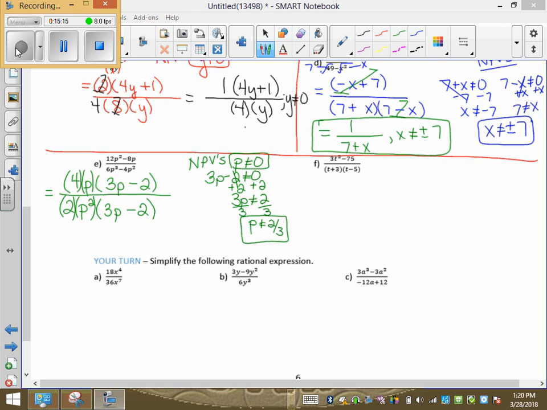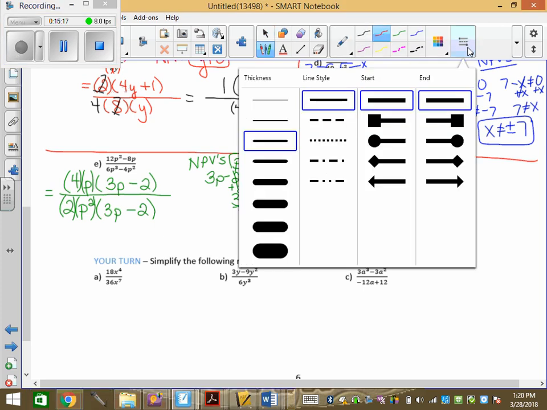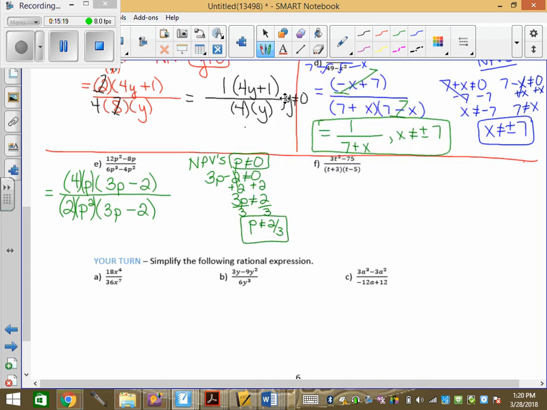Now, what matches? The 3p minus 2's match, and they match completely. If only the 3p's matched and the minus 2 didn't. What if one was a minus 2 and one was a plus 2? Could I cancel them off? Could I cancel off 3p's in front of them? No, they have to match completely, okay?